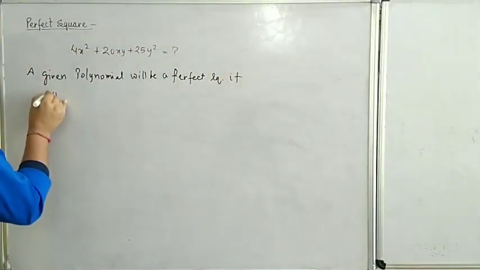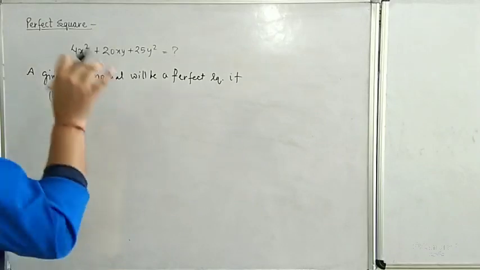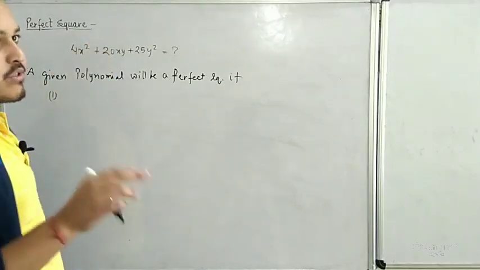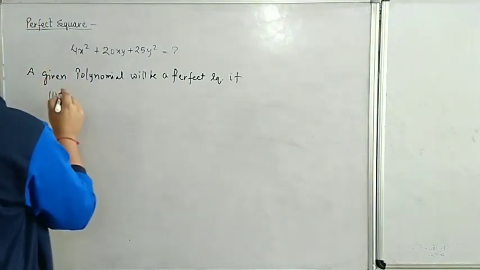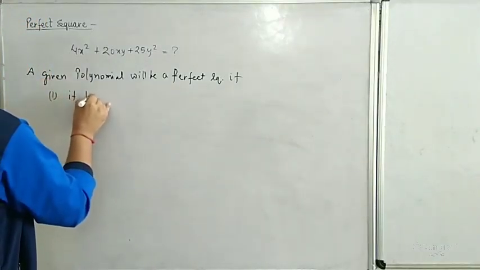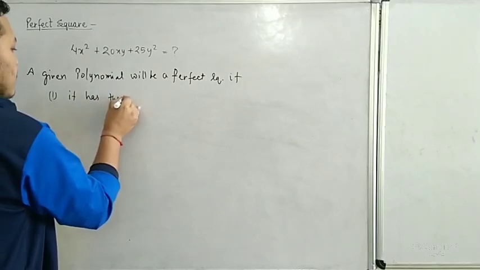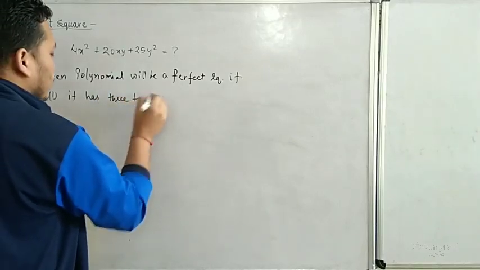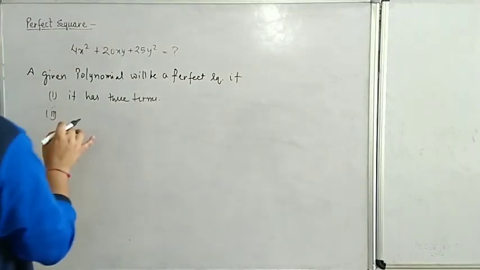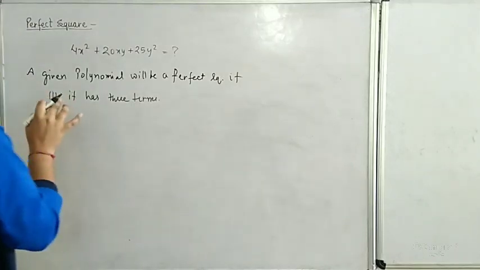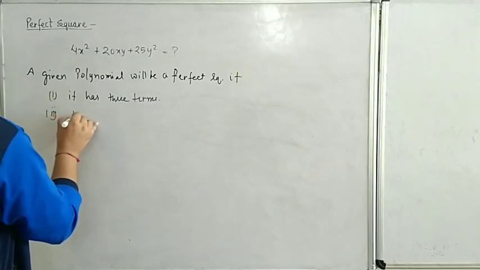So the first condition of a perfect square, when you are given a polynomial and want to check whether it is a perfect square or not: first, it has three terms. Please note this down in your notebook. 3 terms होने चाहिए.